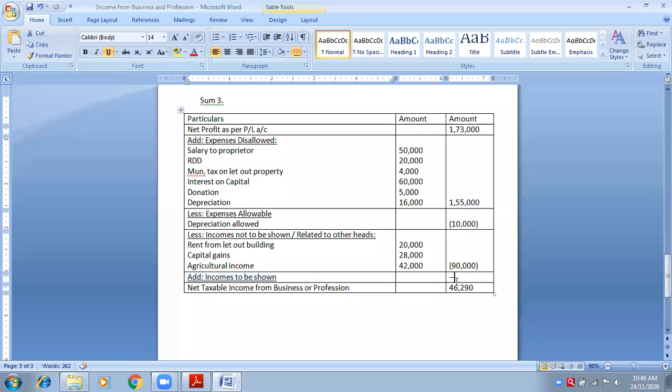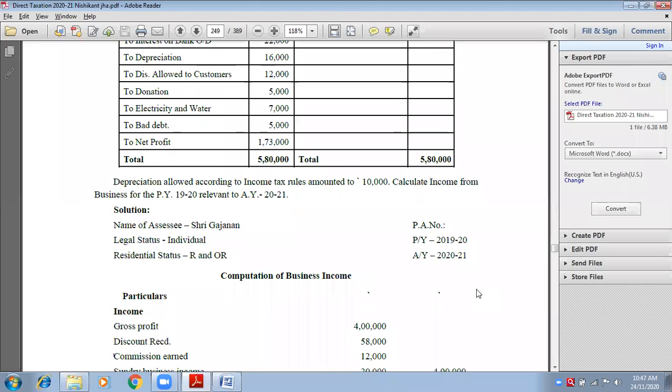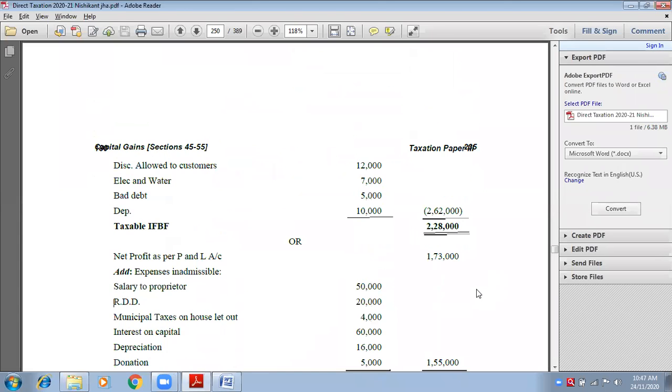See, nil. See the highlighted part? Nil. So you can directly come to the outer column, write down nil, and then get me the final total. Net taxable income from business or profession. 55,000. Are you sure? 55,000 is your final answer?